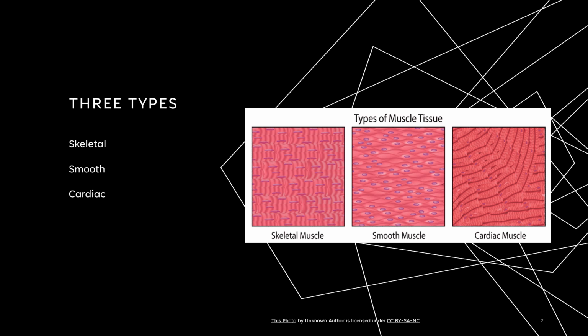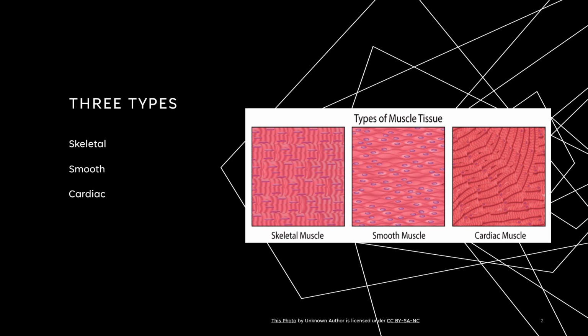Firstly, skeletal muscle, and that is just what it sounds like. It's muscle that is primarily used for the skeleton, and it gives it strength, it supports it, and it also gives some protection to our internal organs, and it just helps us to ambulate around.